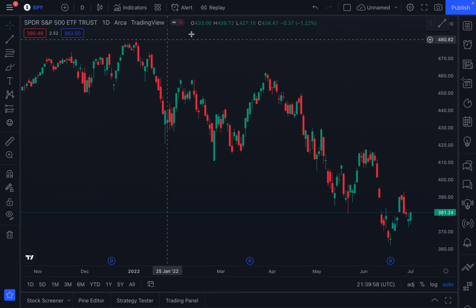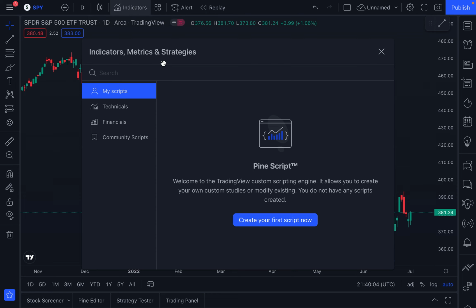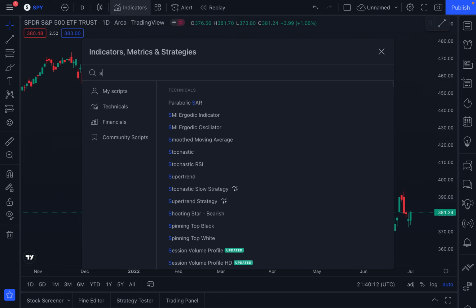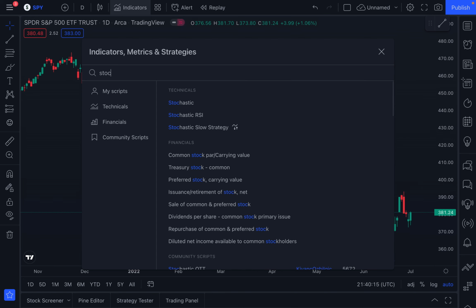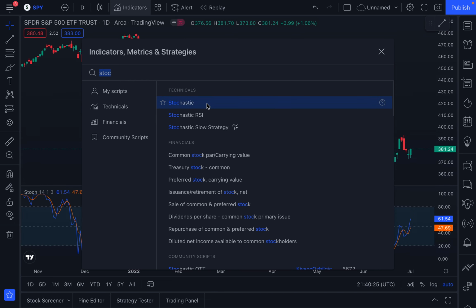What you want to do is go to the top and click on this Indicators tab, and here we can search for any indicator that we want to add to our chart. Go ahead and search for stochastic, so STOC, and just by typing that, as you can see under Technicals, you will see the stochastic indicator. It's going to be this first one here. Click on this once, and this will add it to your chart.